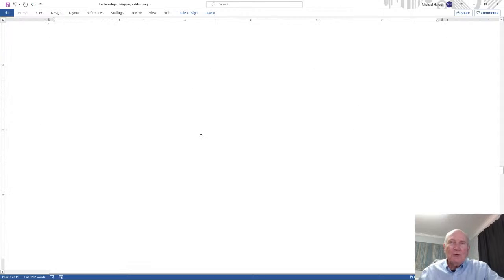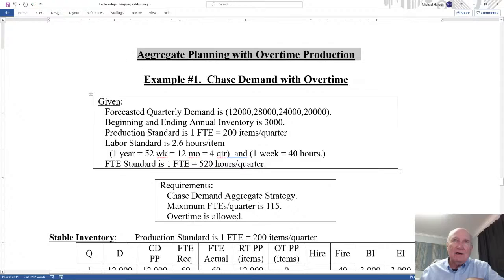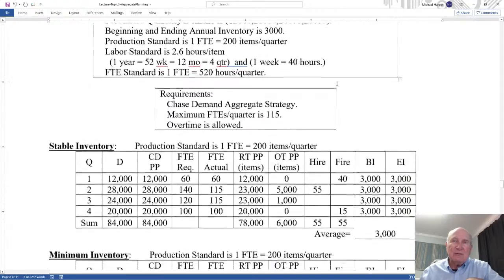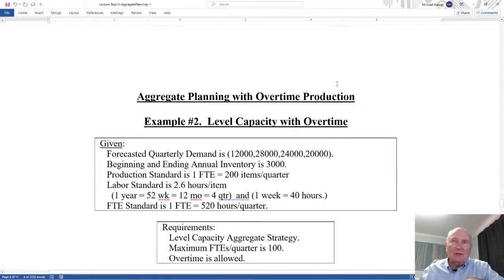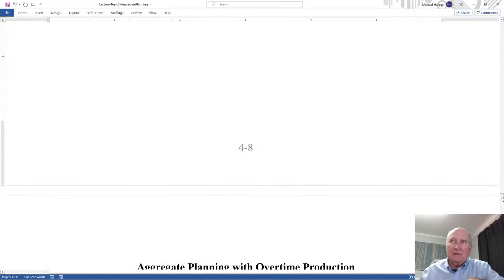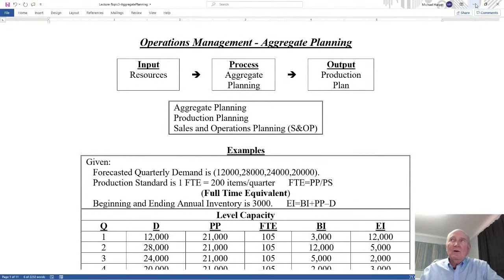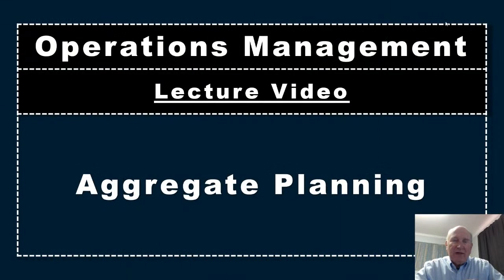Down here, the aggregate planning with overtime production goes beyond the BANA 3000 course, and chase demand with overtime would be another lecture. Well, that's all I have for aggregate planning for this course.